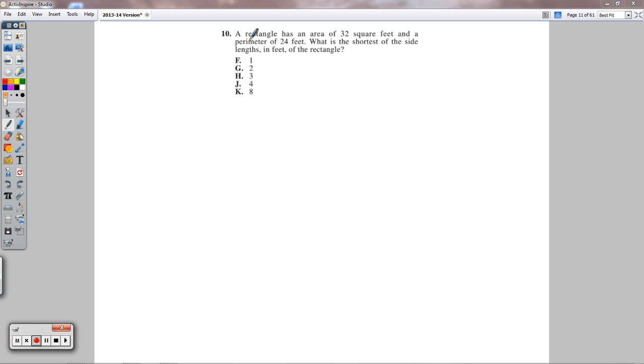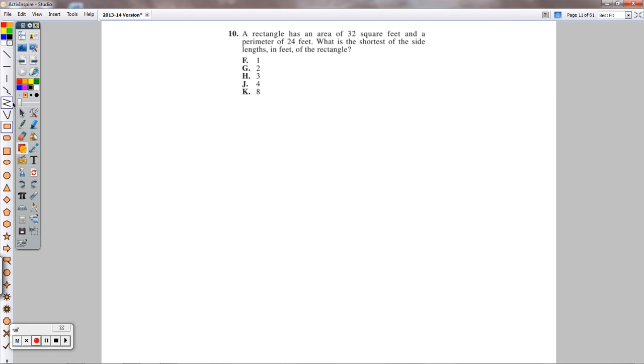Question 10 says a rectangle has an area of 32 square feet and a perimeter of 24 feet. What is the shortest of the side lengths in feet of the rectangle? So you could potentially use a guess and check method here. I don't want to show you or go through guess and check methods though. I want to show you how you do it without having multiple choice values given to you.